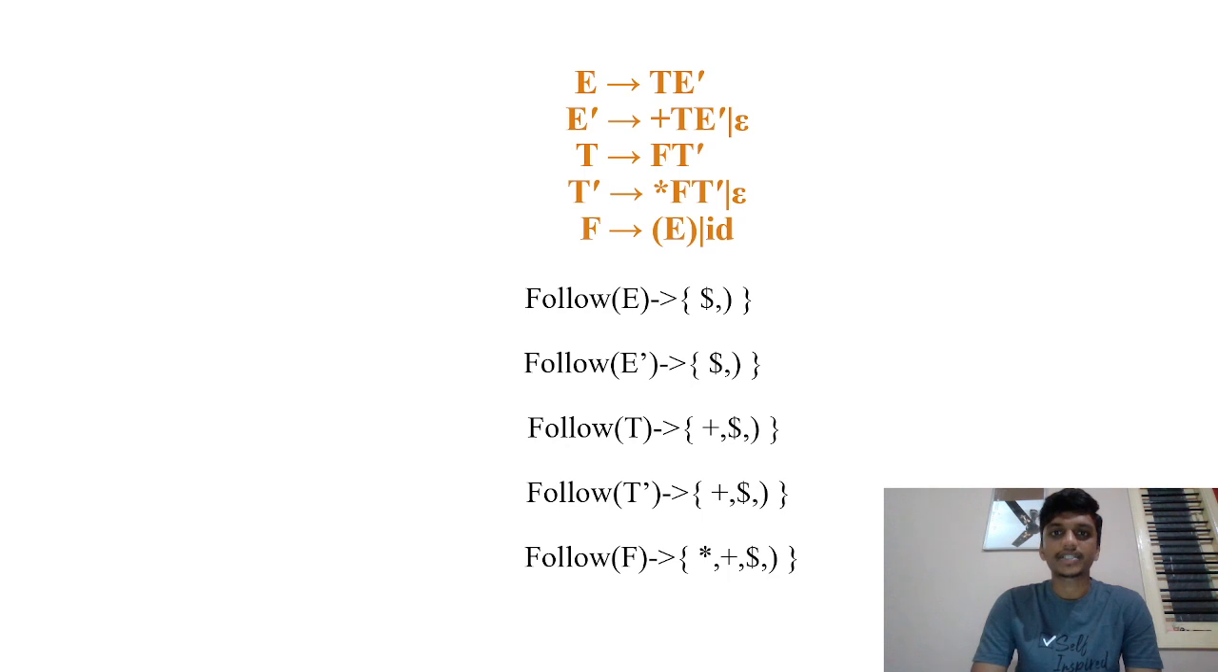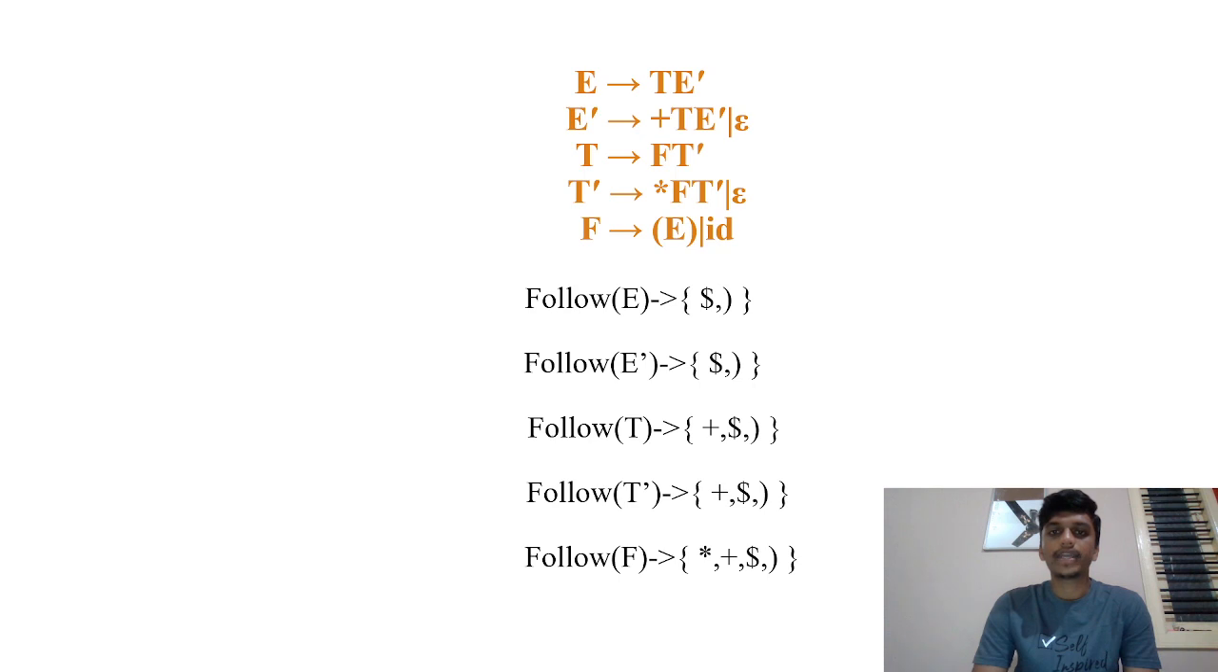Now follow of E dash. In the right hand side, we have E dash in two productions. That is E tends to T E dash and then E dash tends to plus T E dash and epsilon. So we have to do the union for E and E dash. Follow of E dash is follow of E in the first production. So we have dollar symbol and close parenthesis. Follow of E dash is again follow of E dash. Follow of E dash is follow of E. So we have dollar and close parenthesis for follow of E dash.